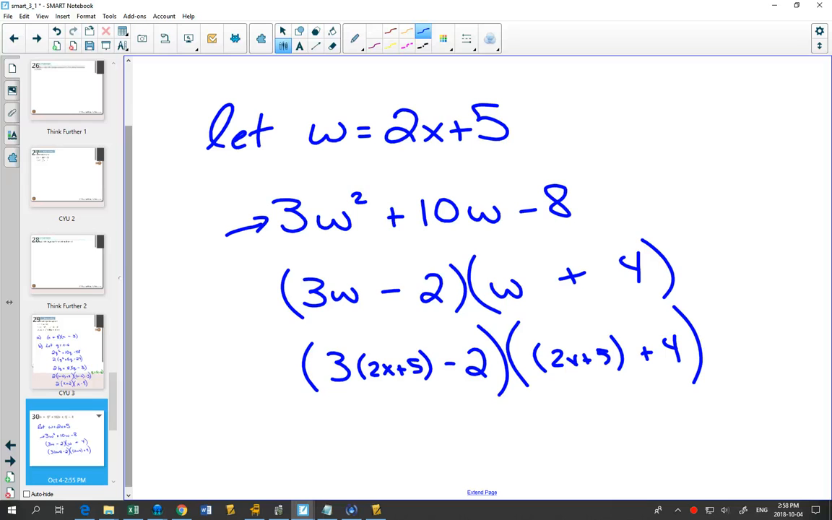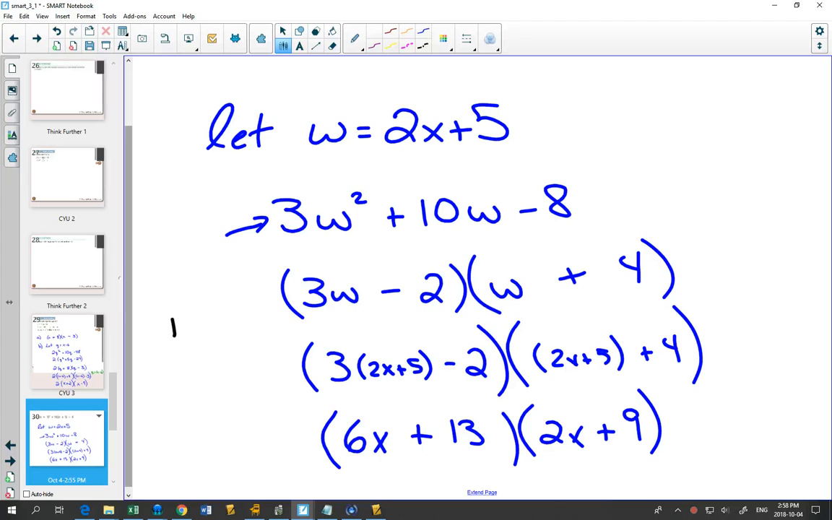And then finally here, simplify in this first set of brackets. 3 times 2x will be 6x. 3 times 5 is 15, minus 2, plus 13. Second one, 2x plus 5 plus 4, plus 9. All right, we'll do some to practice. Questions 15 and 16.